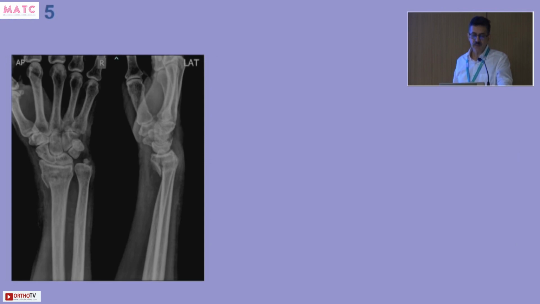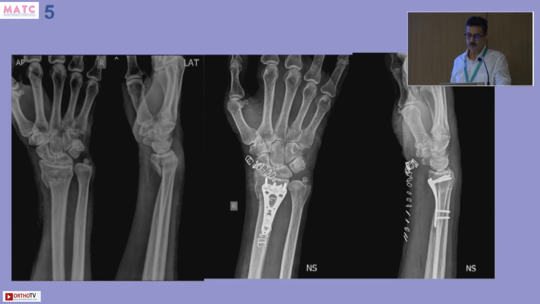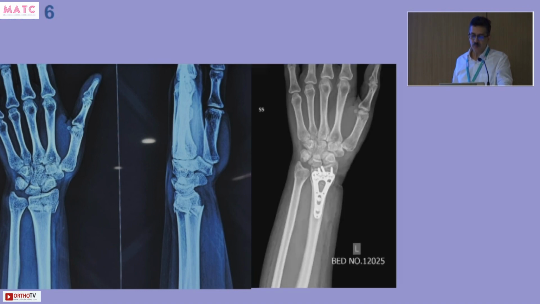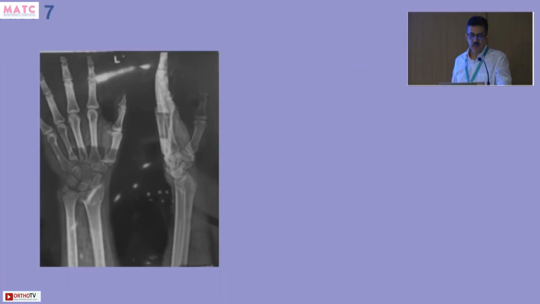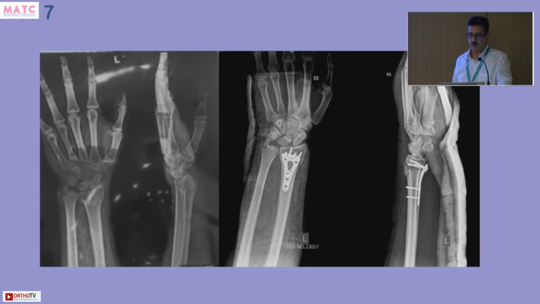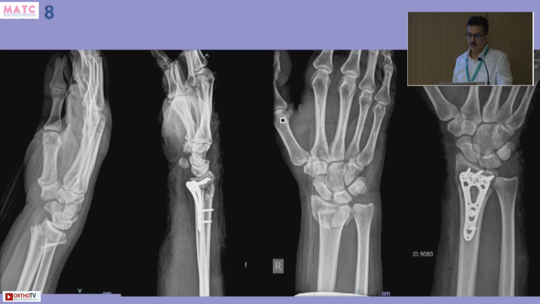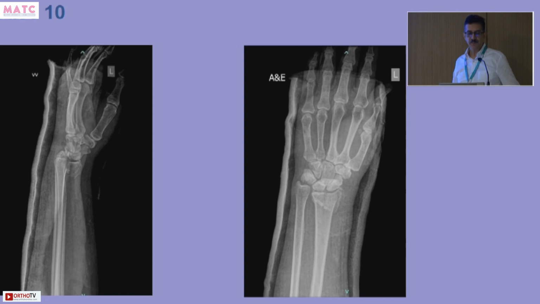Okay, fifth case, again volar angulation, volar plating. Again, the next case, an unstable fracture treated with volar plating. And again, the next case. Volar plating is the treatment of choice for most of the cases for me. So, a comminuted distal radius fracture fixed with plating.